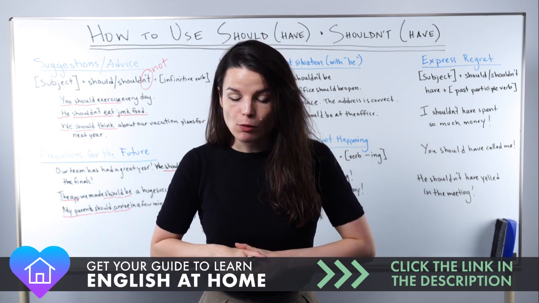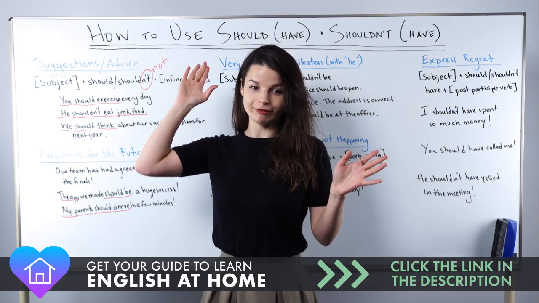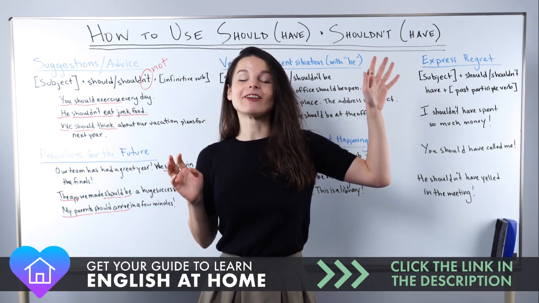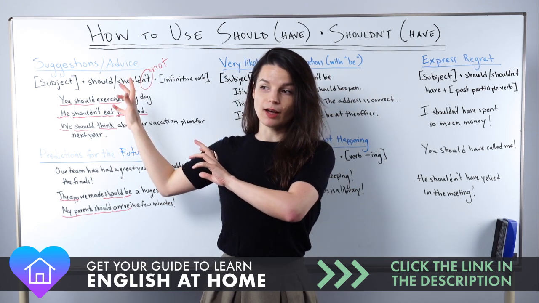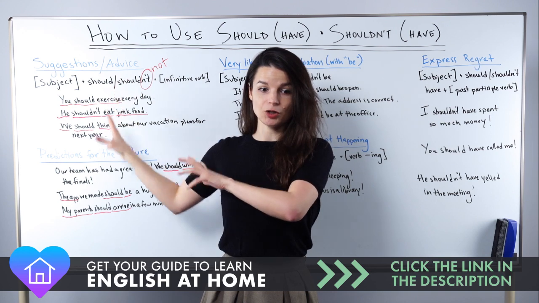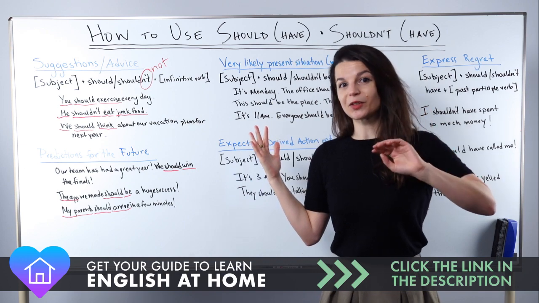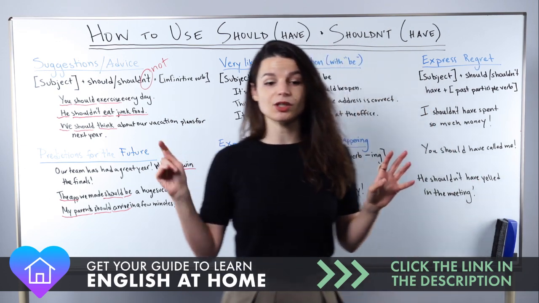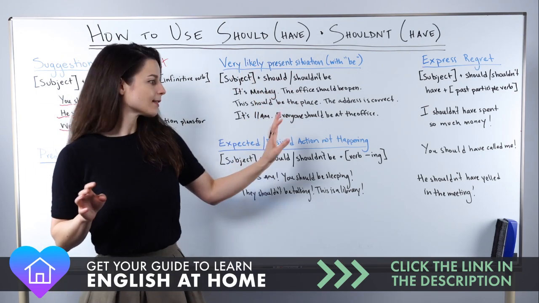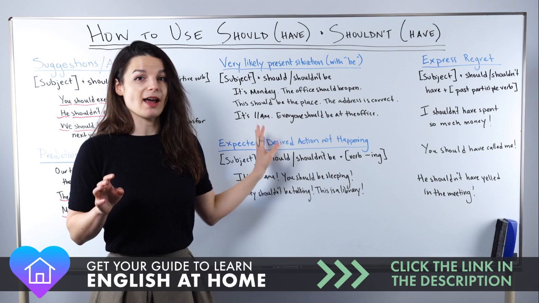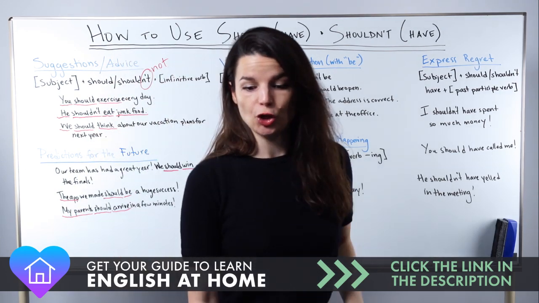Okay, so if you are just joining us today, I'm talking about how to use should have and shouldn't have. So we're covering how to use this modal verb. I talked about using it for suggestions and advice and to make predictions. In part 2 now, we're going to level up a little bit. We're going to talk about how to use it to describe likely present situations and expected and desired actions that are not happening. So let's get into part 2.